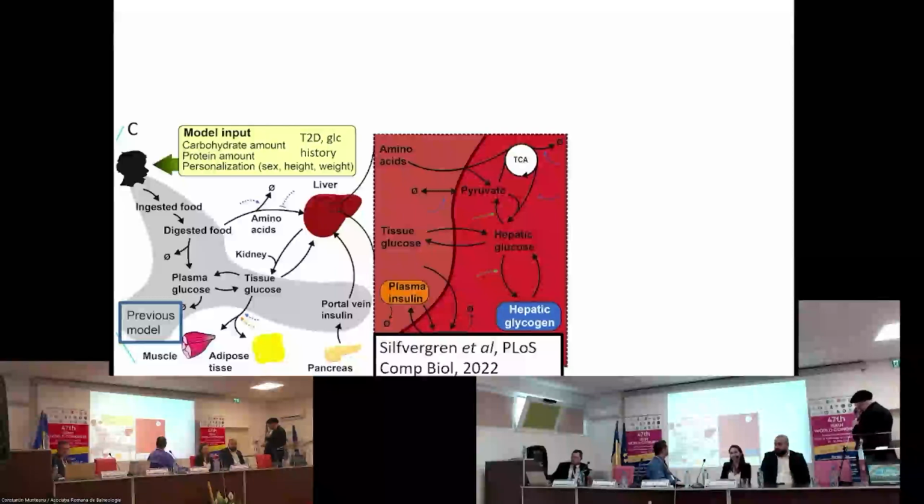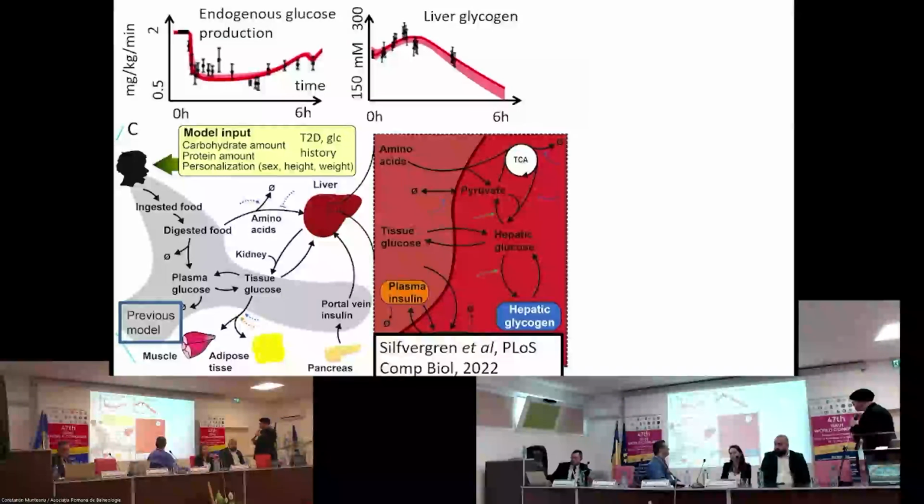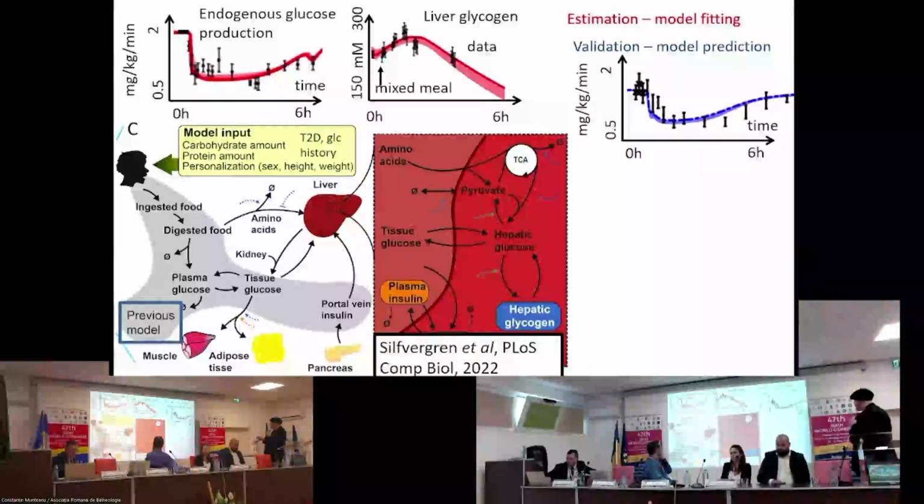This particular model was published 2 years ago, and it's based on similar data that you typically get in a clinical study, where you do some kind of treatment. In this particular case, it's just a meal, and you measure how the liver is producing glucose. It's called endogenous glucose production, and the glycogen level. So we can describe this data, which is estimation data. We can correctly predict what happens in another cohort.